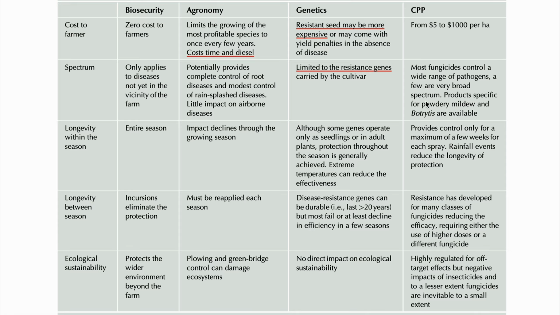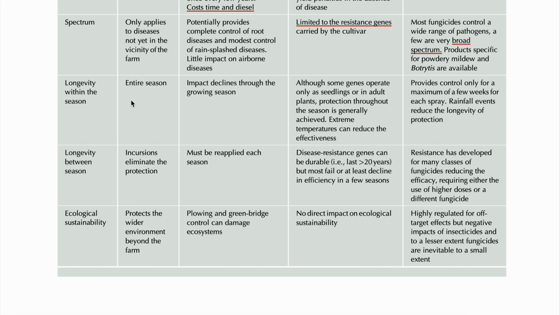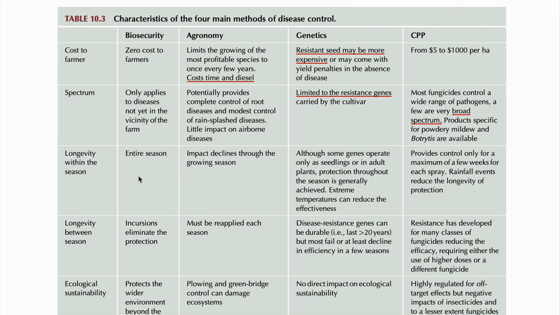Okay. For CPP, most fungicides control a wide range of pathogens, and a few are very broad spectrum. Products specific for powdery mildew and botrytis are available. So in general, for chemicals, there are various chemicals which are broad spectrum, meaning they are effective against lots of pathogens, and a few chemicals are specific. Okay. Next is longevity, entire season, because they are preventing the pathogen from entering the field. So yeah, the entire season is saved.